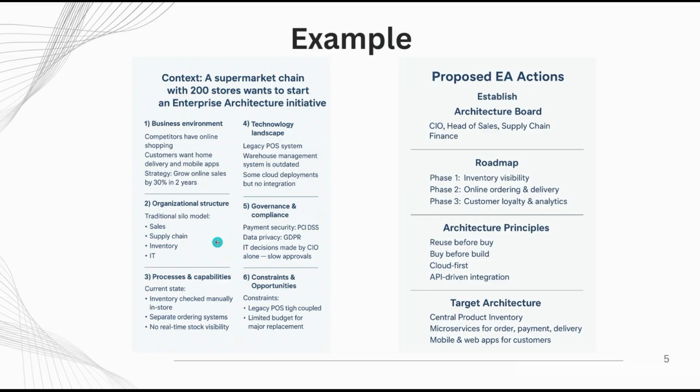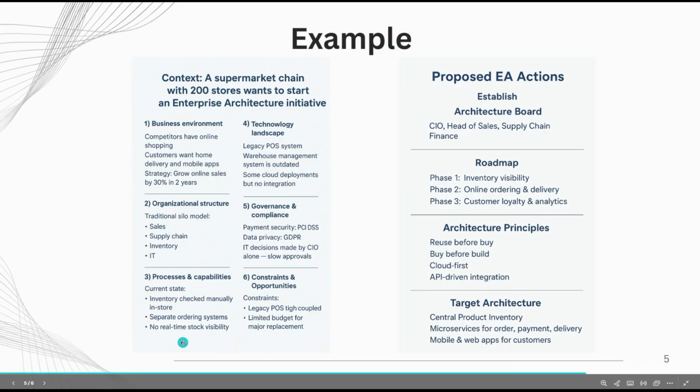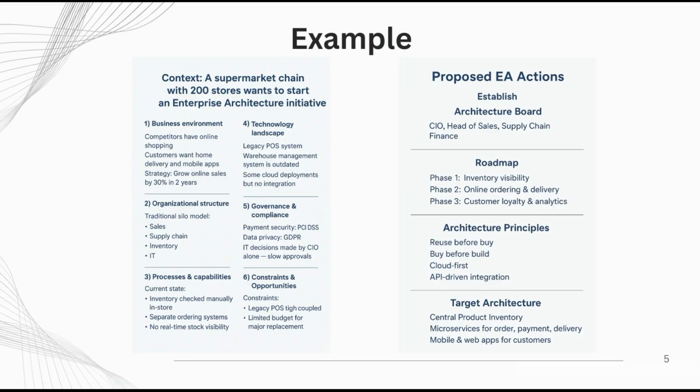And then there is the organizational structure, that's the information we are getting: sales, supply chain, inventory, and IT. These are the organization's capabilities right now. And what processes and capabilities are there in the current state? Inventory is checked manually. There are separate ordering systems, so there are order systems, but they are all separate and not integrated. And there is no real-time stock visibility, so they can't know the status of the warehouse.